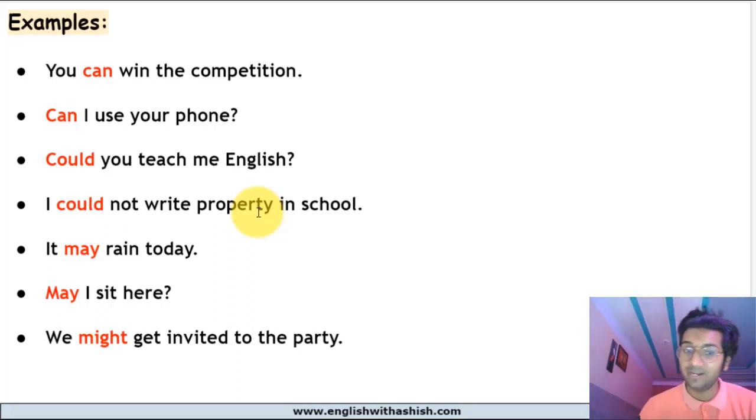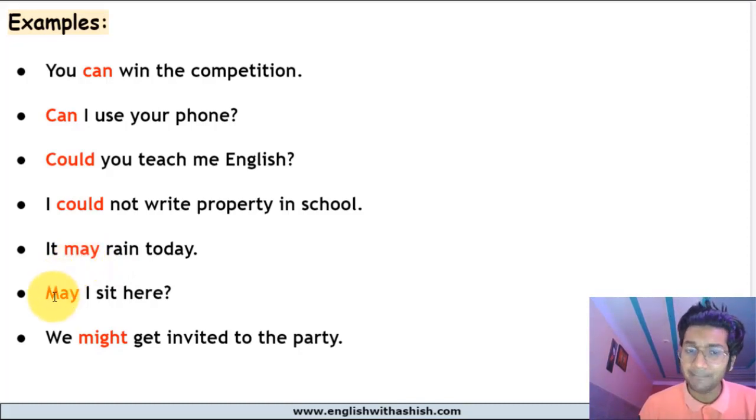It's about the past, right? May is used to talk about the possibility of an event, the possibility of an action. It may rain today. Okay, I'm not saying it's going to rain, neither am I saying it's not going to rain. I'm saying it may rain. So there are chances, there is a possibility of this event happening, right? The event may happen. It may rain today.